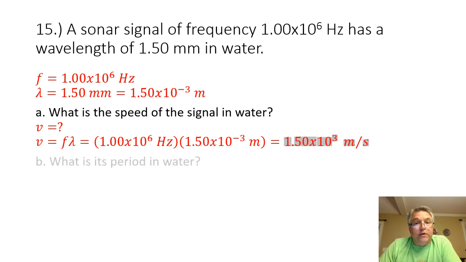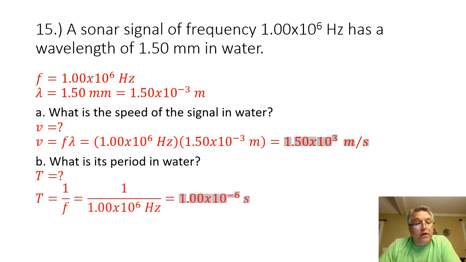The second thing they want us to find is what is the period in the water. And I know that I'm looking for the period. So the period is simply the reciprocal of the frequency. So 1 divided by 1.00 times 10 to the 6th hertz is going to give me a period of 1.00 times 10 to the minus 6th seconds.